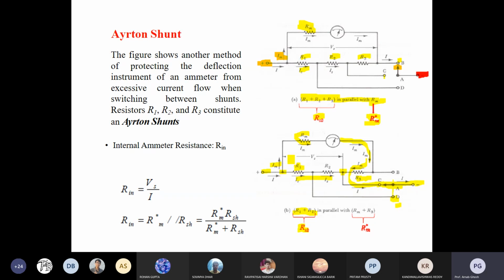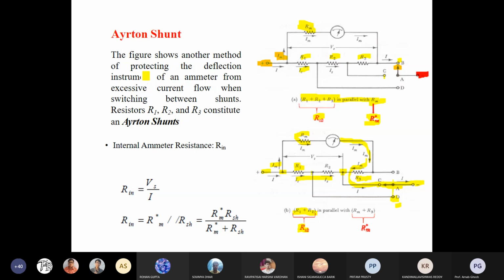The rest of the portion is Rm in series with R3 plus R2, then it comes to that part. So you can see that RSH will be only R1 in that condition, and Rm star will be Rm plus R3 plus R2. I think all of you are able to understand.